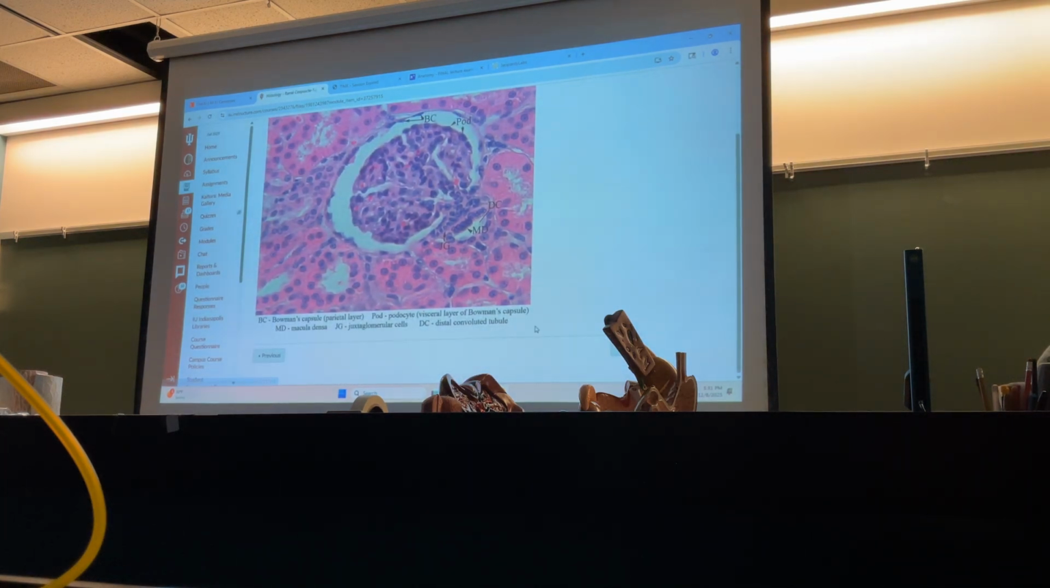What's the space in between the glomerulus and the Bowman's capsule, the space of the lumen? Yeah, I think they just call that Bowman's space or glomerular space, if I'm not mistaken.